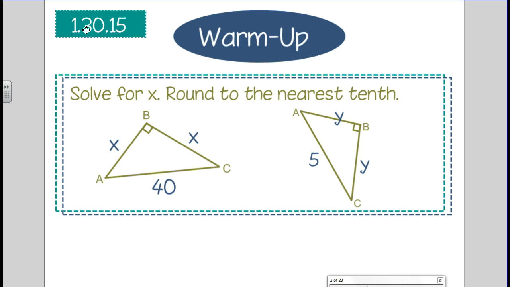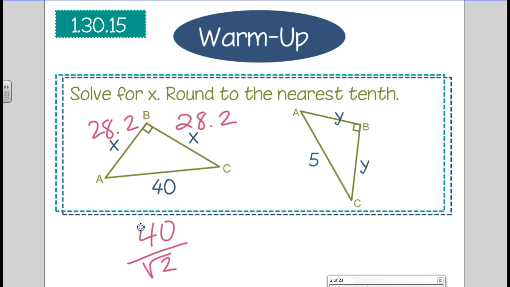So Anahi, what do you get in your calculator when you do 40 divided by root 2? We're trying to pull a root 2 out of it. 28.2. So that is what x is.